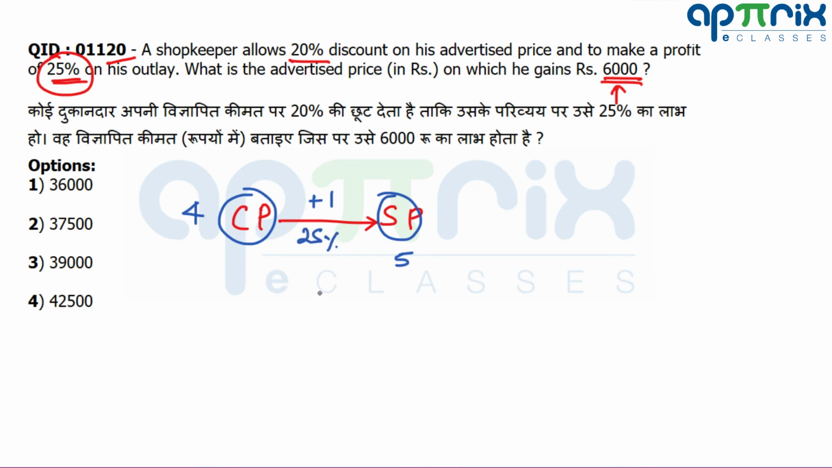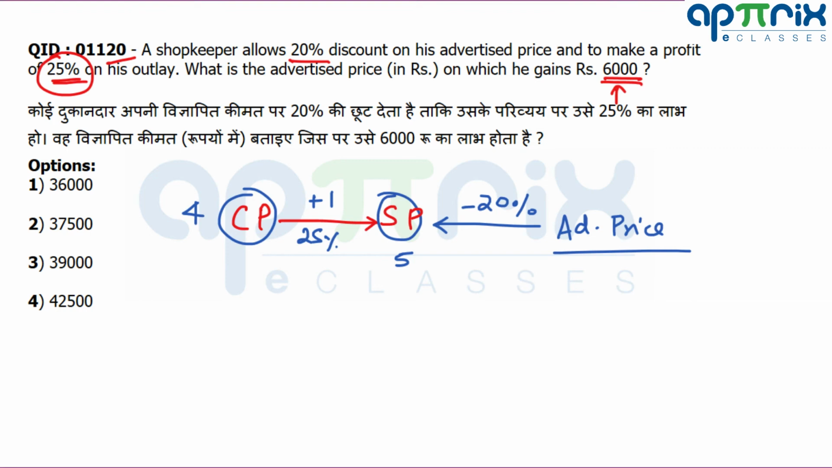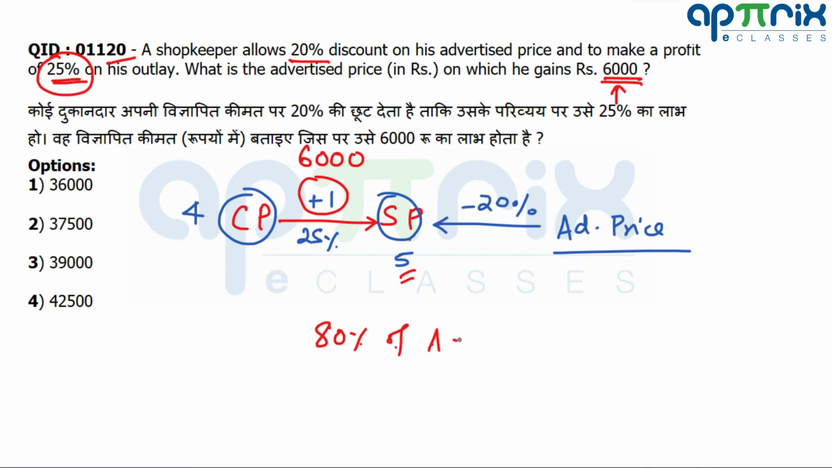Now what has been provided is that this selling price is obtained by giving 20% discount on the advertised price. When you give 20% discount, this selling price is obtained, which gives you 25% profit. Now what has been given to you here is simply this plus 1 value, which is equal to 6,000. Now let's see what the advertised price will be here. You can clearly see here that 80% of advertised price will be equal to 5. There are many ways of doing it.